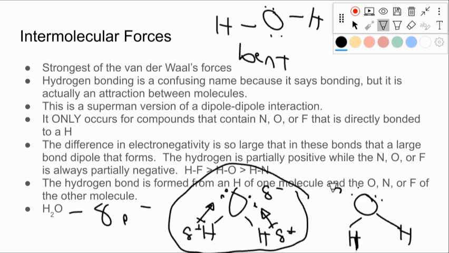And this would be my partial negative again. And this would be my partial positive. So the attractive force is going to happen from my oxygen to my hydrogen, because it says here, the hydrogen bond is formed from a hydrogen of one molecule and the O, N, or F of the other molecule. So this O is partially negative, this H is partially positive, and so those are going to be attracted.